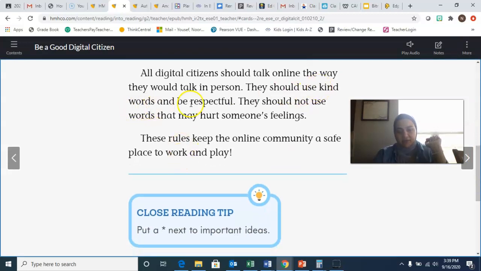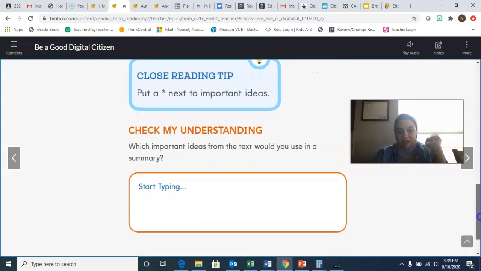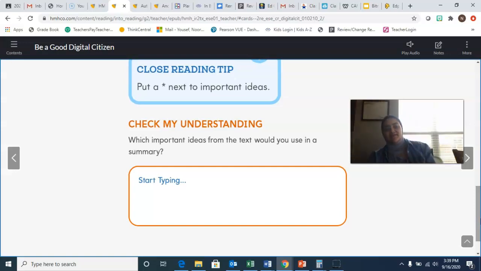They should use kind words and be respectful. They should not use words that may hurt someone's feelings. These rules keep the online community a safe place to work and play. All right. Which important ideas from the text would you use in a summary? So what would I use here in my summary about why it's important to follow online digital rules? Well, why do we follow the rules? What's the purpose of following the rules? Maybe we should think about that, right?